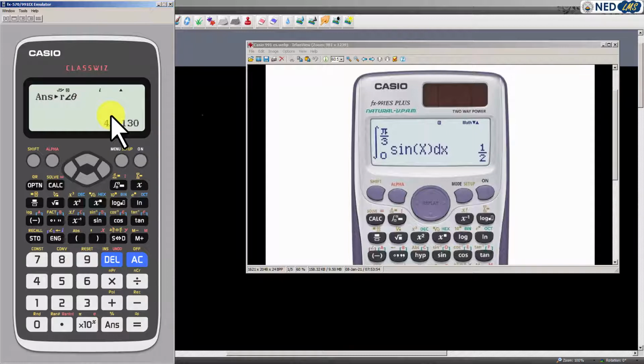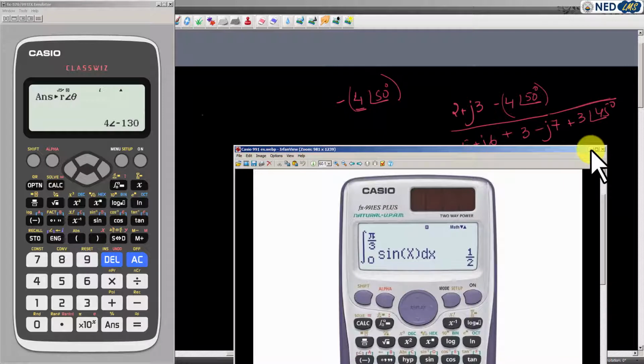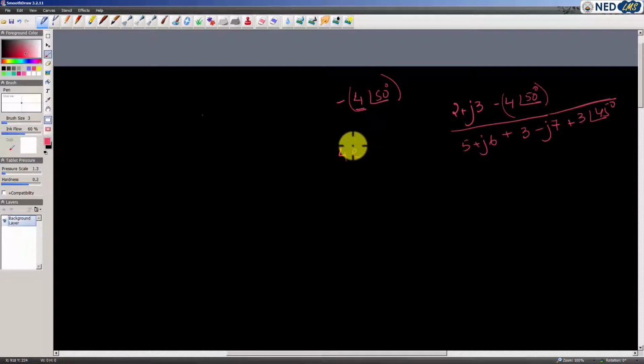So if you are appending a minus sign to a polar number, you are actually subtracting 180 degrees from the angle, because these complex numbers, this 4 angle 50, is actually 4 e to the power j 50 degrees.